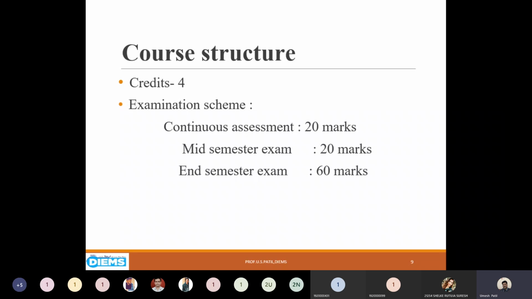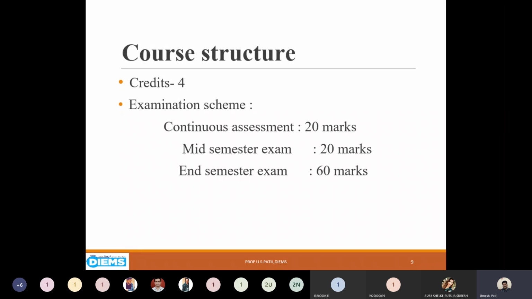So there will be a continuous assessment. It is a part of internal assessment for 20 marks. I hope you are well aware of this continuous assessment system. It will be divided into 2 parts. First, internal continuous assessment 1 for 10 marks, and second, internal continuous assessment 2 for 10 marks.